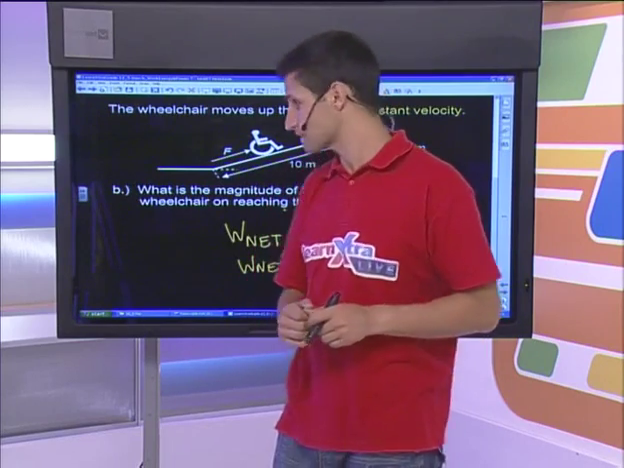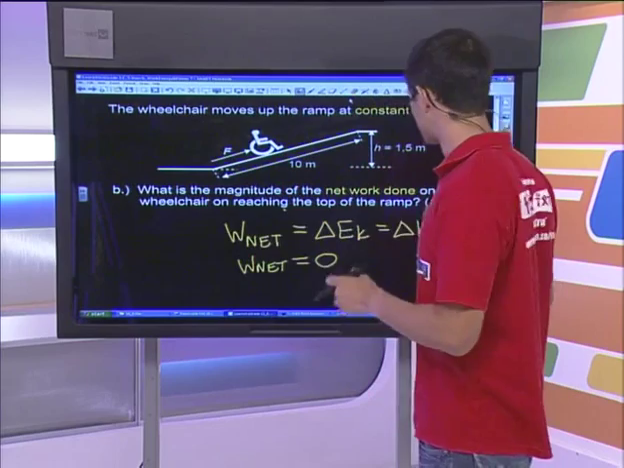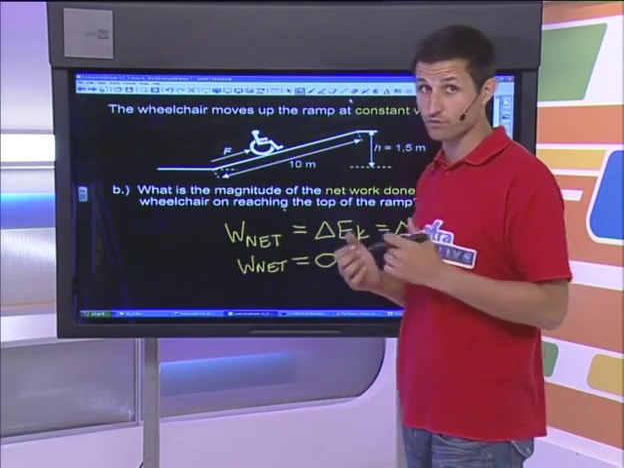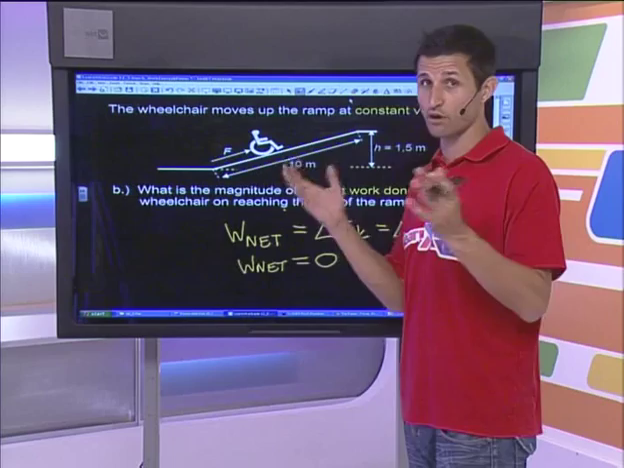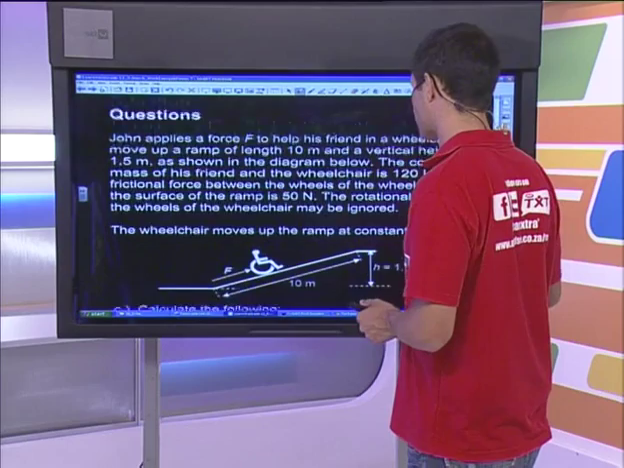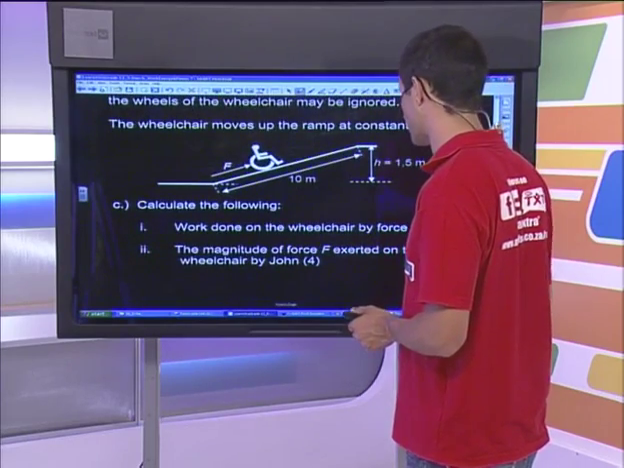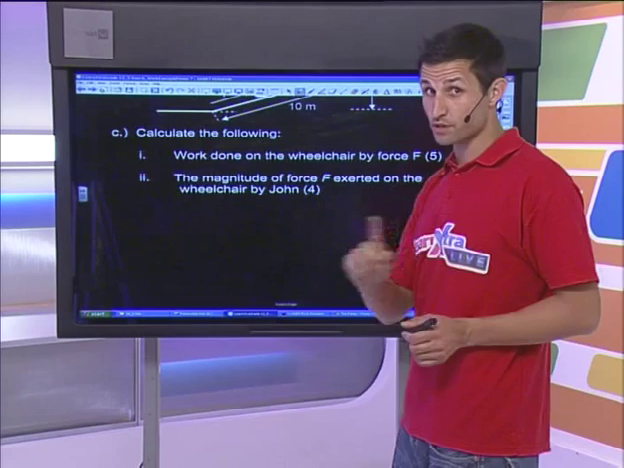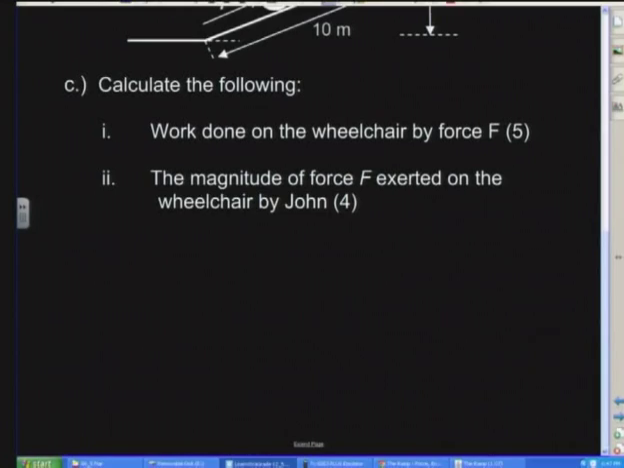Now we're going to get into the interesting part of this question. So it says, what is the magnitude of the net work done on the wheelchair reaching the top of the ramp? And eventually we're going to get to the power of Paul if we get some time. Okay, so here we go. So we've got this wheelchair moving up the ramp at constant velocity. Right, and then eventually I'm going to include something of my own. It says, calculate the following. First of all, the work done on the wheelchair by the force F. Now 5 marks. 5 marks tells me that there must be some sort of calculation going on. So work done on the wheelchair by force F.